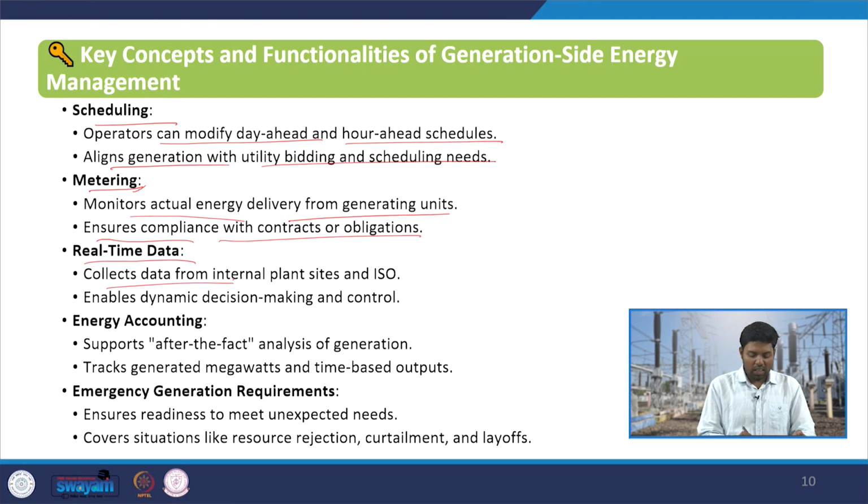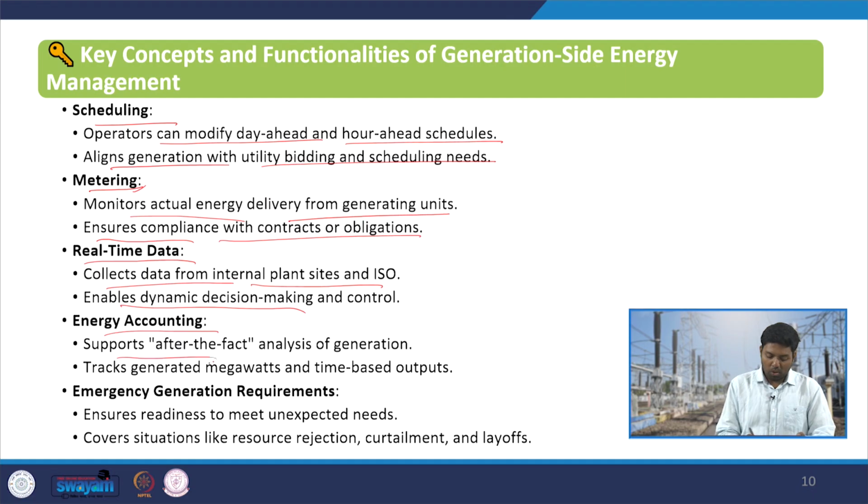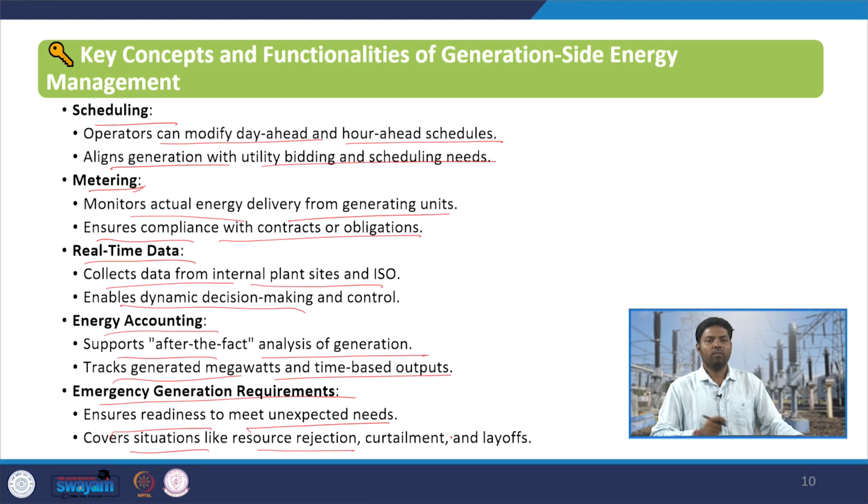Real time data collects data from internal plant sites and ISO, enabling dynamic decision making and control. Energy accounting supports after the fact analysis of the generation, tracking generated megawatts and time based outputs. Emergency generation requirements ensure readiness to meet unexpected needs, covering situations like resource rejection, curtailments and layoffs. So, these things you can adapt at the generation side, which is mostly done at the transmission grid, or you can take if you have a diesel generator in the distribution network, or if you have a storage. So, depending upon that you can modify its schedule or its operation.